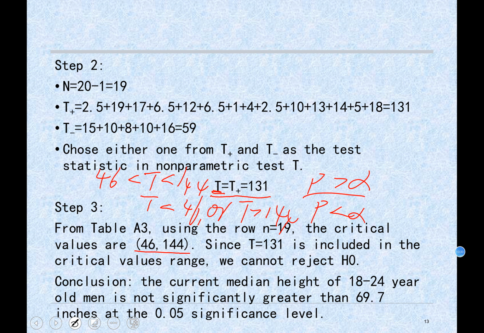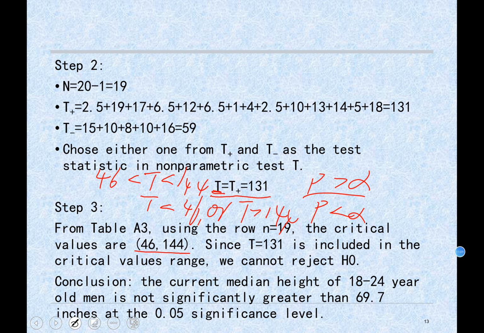By using this way, we can know the results of step 3 of the hypothesis test. In this question, we can find that t equals 131. The number locates inside the range, so that means p is bigger than alpha. I have mentioned that we can get two t-values. The first one is t plus and the second one is t minus. You can choose either one of the two because they have the same conclusion.